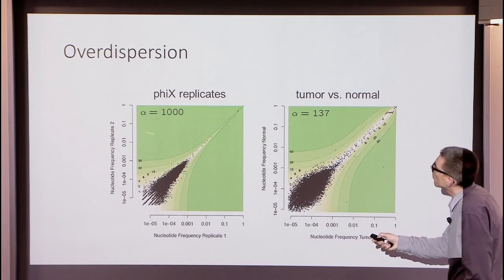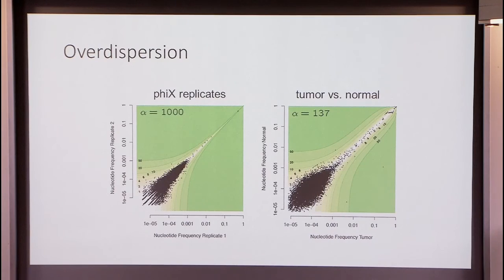These are all the data points. And the alpha that we would estimate for these data is very large. It's on the order of 1,000 or so. On the right-hand side is the situation we are really interested in. Here's the allele frequency in the normal sample, and here's the allele frequency in the tumor, right? And as you see, there's more spread at these low frequencies. This is double logarithmic scale, right?